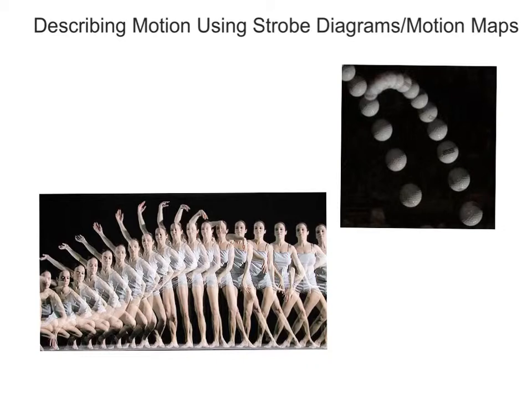A strobe diagram is when a photograph is taken and the shutter speed is very, very rapid, so you can watch the motion or the path of a moving object in a series of pictures next to each other. The strobe diagram shows where an object is for every period of time. So every time you see the dancer, that was the position that the dancer was in at that moment in time.